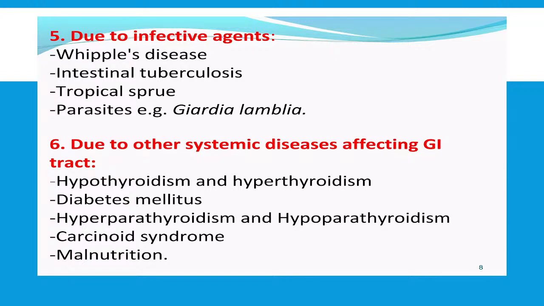Okay, then we have due to infective agents, Whipple's disease, intestinal TB, tropical sprue, parasites such as Giardia lamblia. Then we have due to other systemic diseases affecting the GI tract, that is hypo and hyperthyroidism.